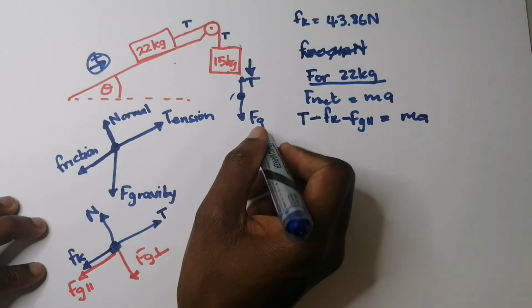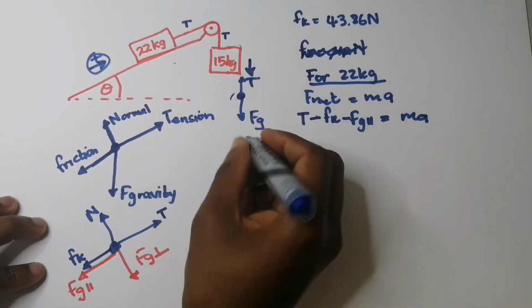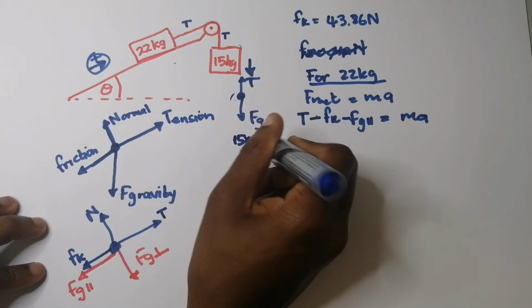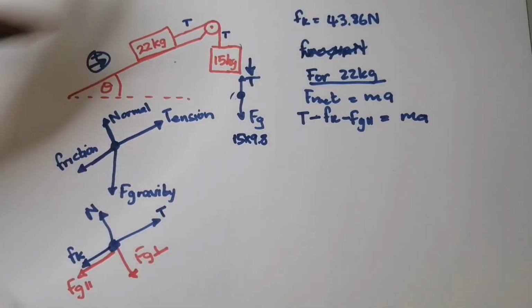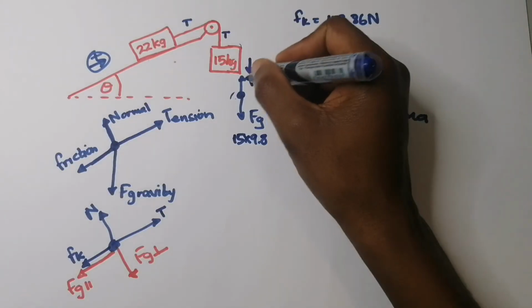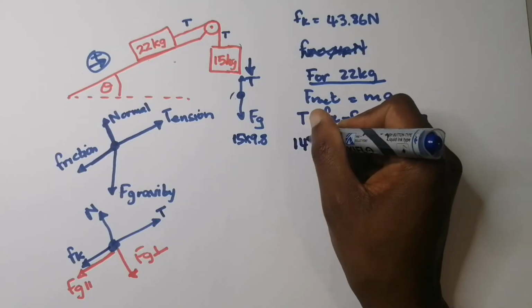So in this case, can I get the force of gravity for the 15 kg? This would be 15 multiplied by 9.8. Okay, let's do that quickly. So that's going to be 15 times 9.8. So that would be 147. So it means that tension there would be 147. It means the tension there would also be 147.